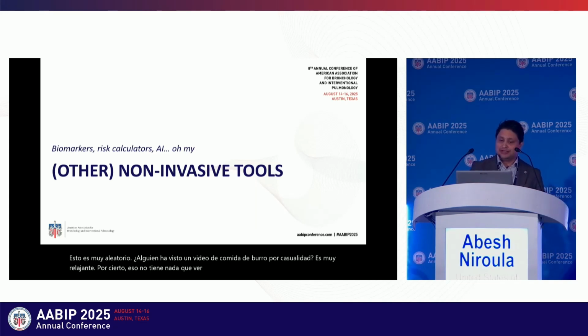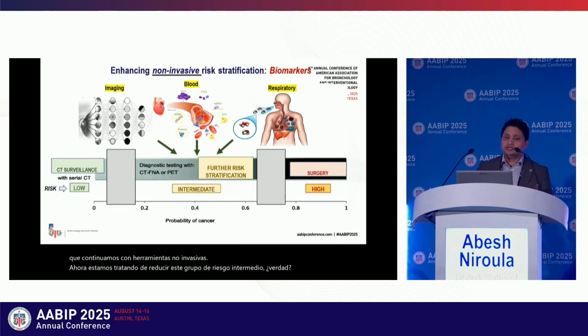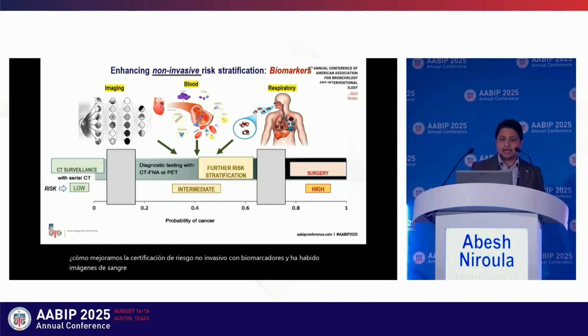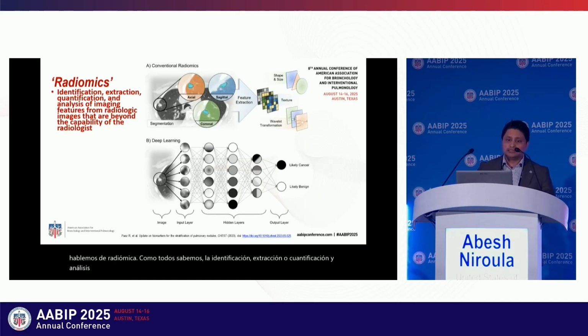Anyway, continuing with non-invasive tools. Now we are trying to shrink this intermediate risk group, right? So how do we enhance non-invasive risk stratification with biomarkers? There have been imaging, blood, and respiratory biomarkers that have been looked at. So let's talk about radiomics. As we all know, radiomics is basically the identification, extraction, quantification, and analysis of imaging features from radiological images that are beyond the capability of radiologists.